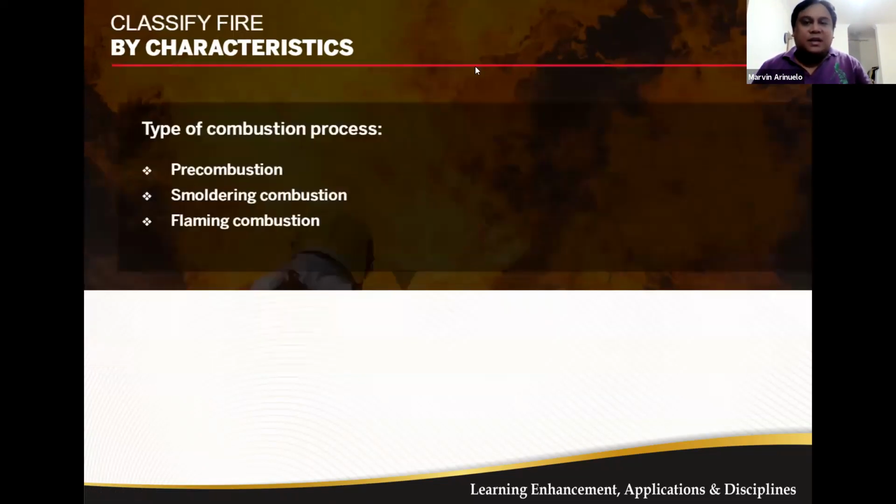Let us discuss the type of combustion process. Perhaps the simplest description of a fire classification is to divide the fire type by the type of combustion process. Either pre-combustion, smoldering, which in Tagalog is like baga, where there's no sufficient heat to produce a flame. If you remember that, the smoldering. And the flaming combustion.